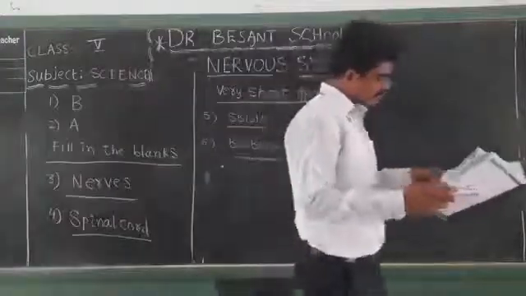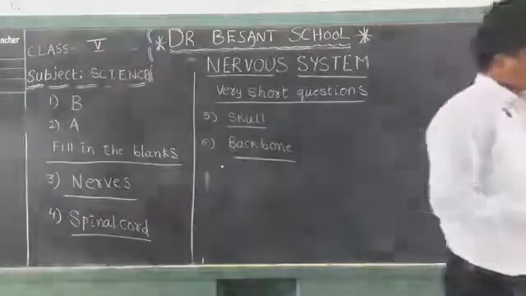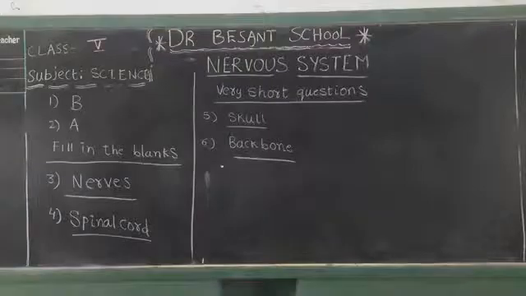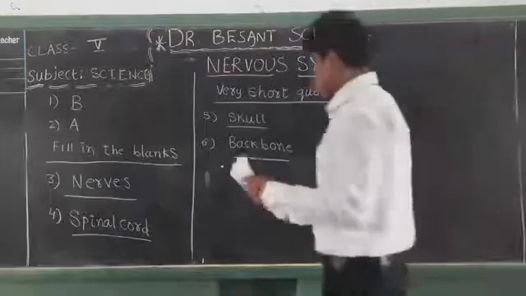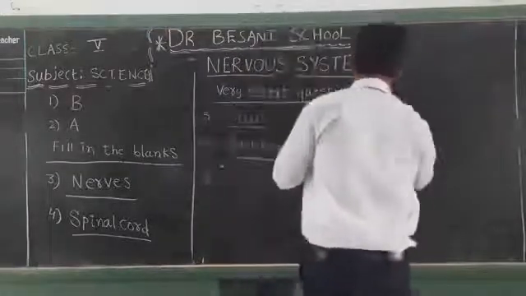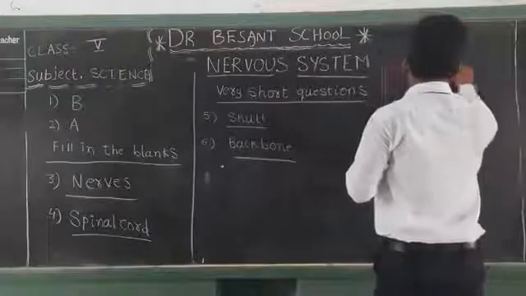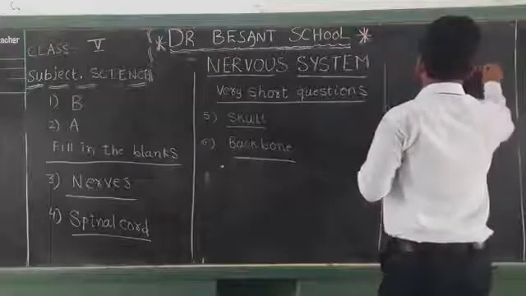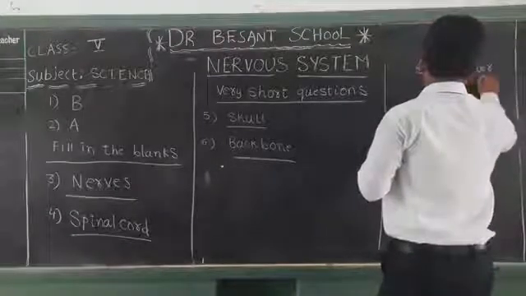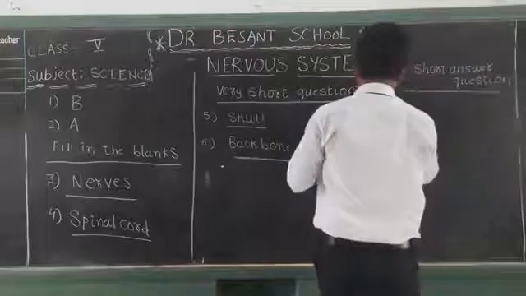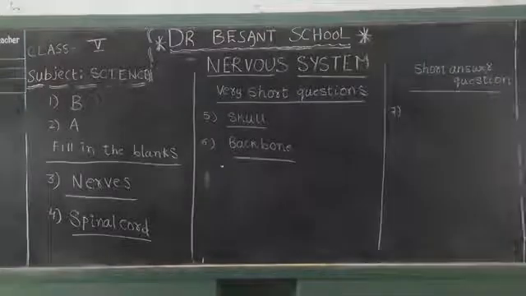Next, turn to page number 10. Short answer questions. In that, one diagram is given. Label the parts of nervous system in the given diagram. Here, seventh one. What is the question given? Label the parts of nervous system in the given diagram.